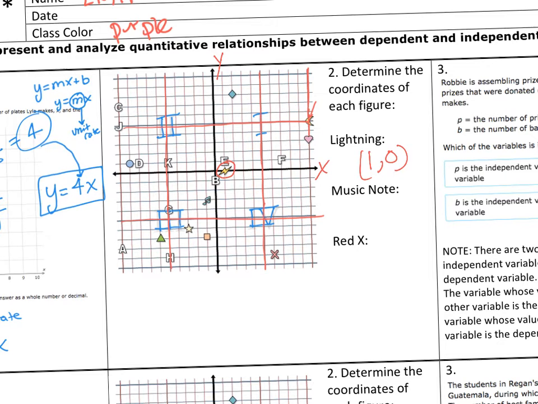Also, something for you guys to note, I'm going to write this in purple. In the first quadrant, the x values are positive and the y values are positive. In the second quadrant, the x values are negative and the y values are positive. In the third quadrant, both the x values and the y values are negative. So if you have the triangle, both of those coordinates are going to be negative. And lastly, in the fourth quadrant, the x values are positive and the y values are negative.